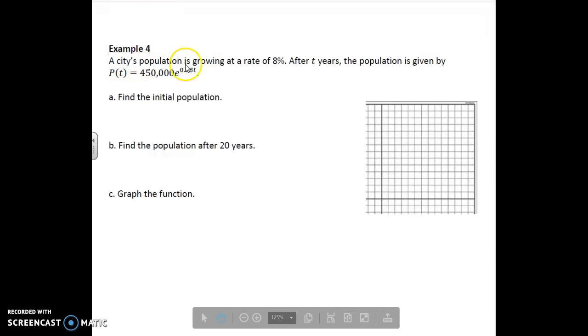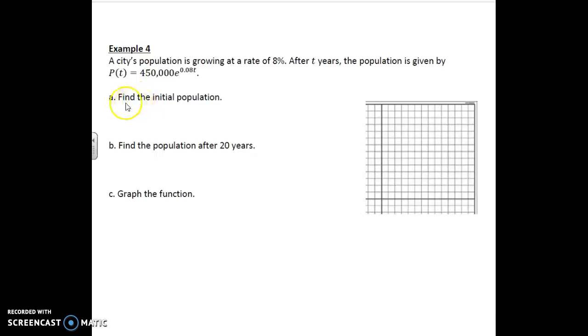We're given the population growth rate is 8%. We are given the actual equation for this population growth. Let's go ahead and answer the questions. To find the initial population, from the formula above, I told you that this number at the beginning is always going to be your initial population. So automatically, you can say that it is 450,000 people.